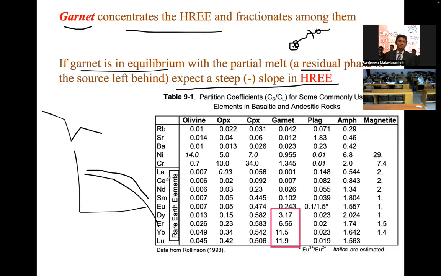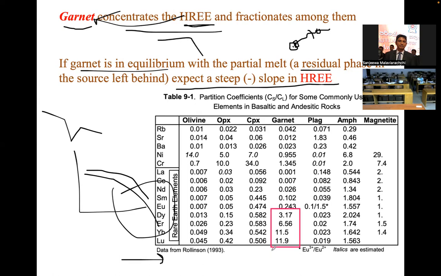A characteristic depletion can be seen for the compatible elements, not for the incompatible elements, because garnet likes to concentrate compatible elements. In this case, heavy rare earth elements are compatible elements, and light rare earth elements are incompatible elements. Whatever is compatible would like to go into garnet, so the overall rock will show some depletion for the heavy rare earth elements. That happens because of garnet's partition coefficient.